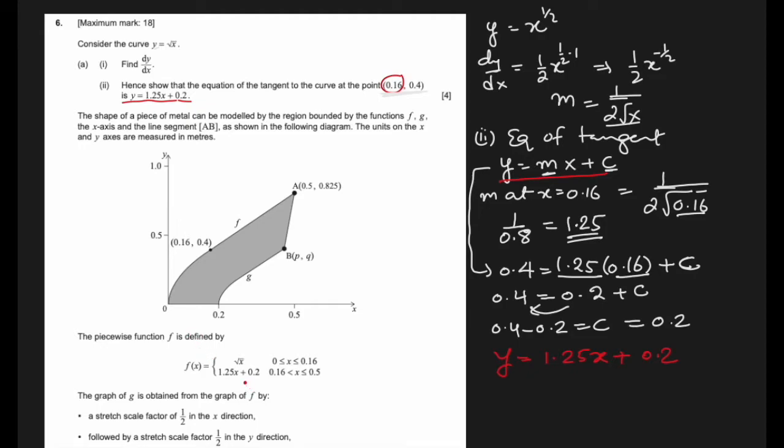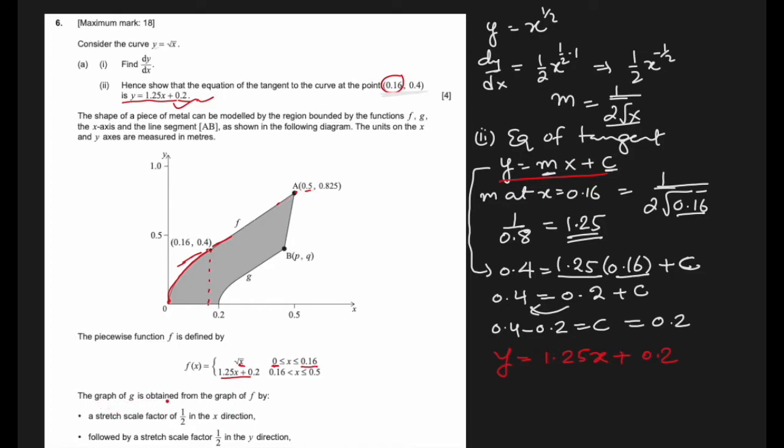The piecewise function is this. Between 0 and 0.16, this function up to here is square root x, which we just did here. Then 1.25x plus 0.2, a linear function tangent to this. Basically, this second part is tangent to the first part. That's what they're trying to say. This is what we got right here. Okay. From 0.16 to 0.5, which is here, this line they're talking about.